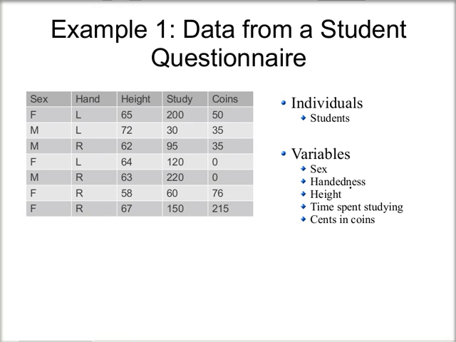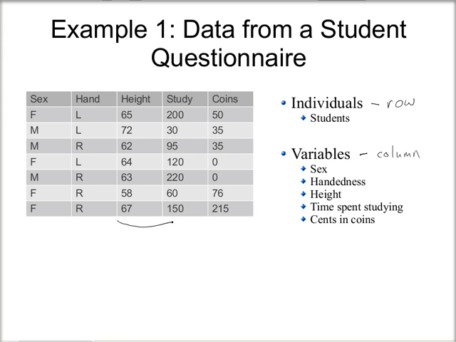Is the student left-handed or right-handed? The third variable is height, and that gives the height of the student in inches. The fourth variable is study. So that's the time that the student spent studying in minutes on a weeknight. And the last variable is coins, which is the amount of change that students had in their pocket when they took the survey. So each variable corresponds to a column. And the individuals, each individual's information is given in a single row. So an individual corresponds to a row.